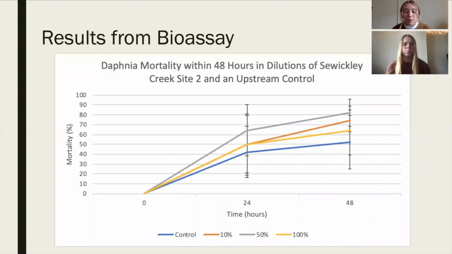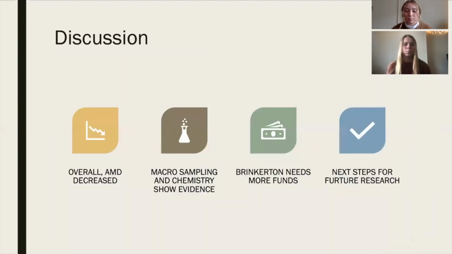The bioassay results show plus and minus 1 standard deviation of each dilution based on the ANOVA test. The controls showed an increase in mortality after 24 hours and a slight increase after 48 hours. This data is not statistically significant.